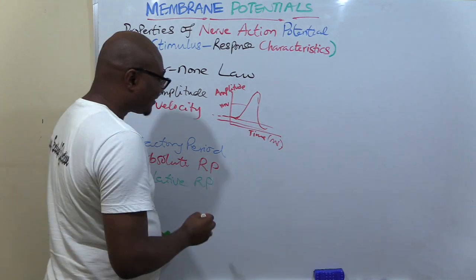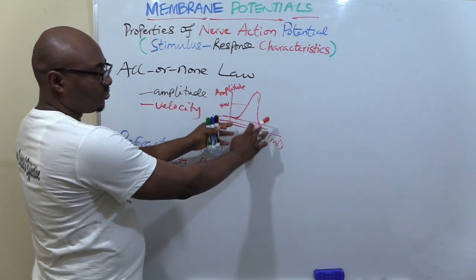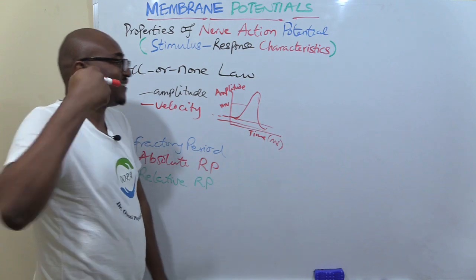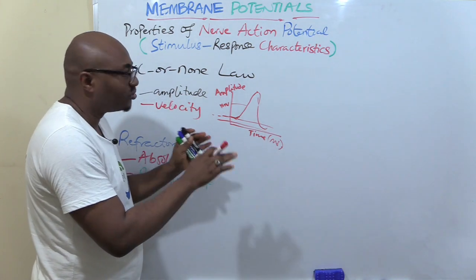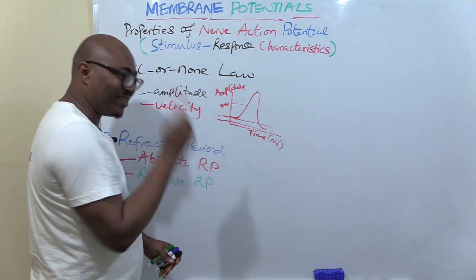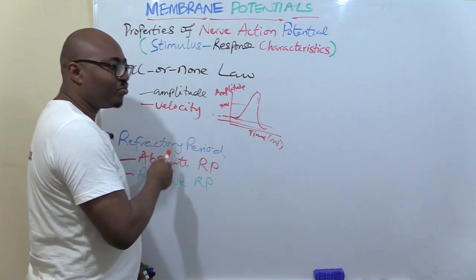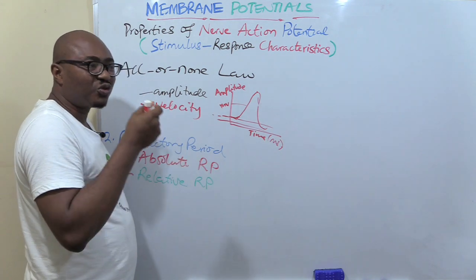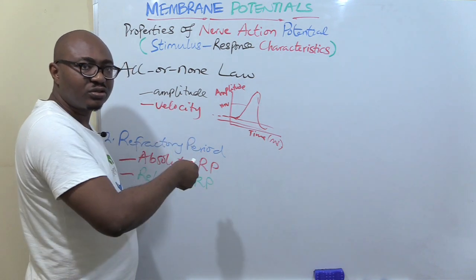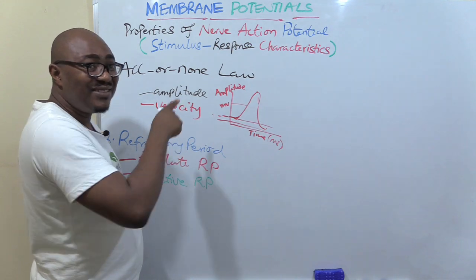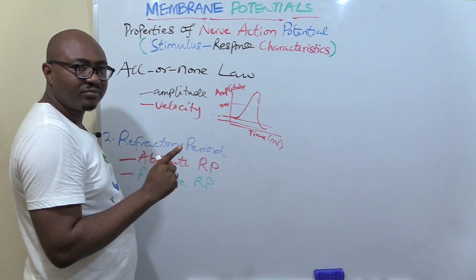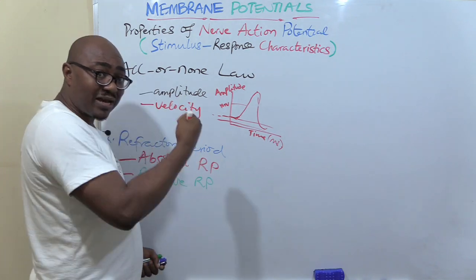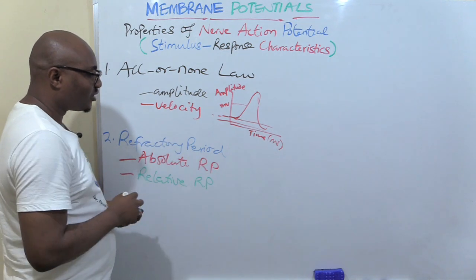Absolute means it's a period of time in that action potential curve or cycle in which no new stimulus, irrespective of the strength, will get a response. Even if you increase the strength of the stimulus, that nerve will not respond to generate a new action potential. But relative means that if you apply a sufficiently strong stimulus, it can still lead to another new action potential. A normal stimulus that would normally lead to an action potential will not, but a stronger one can.